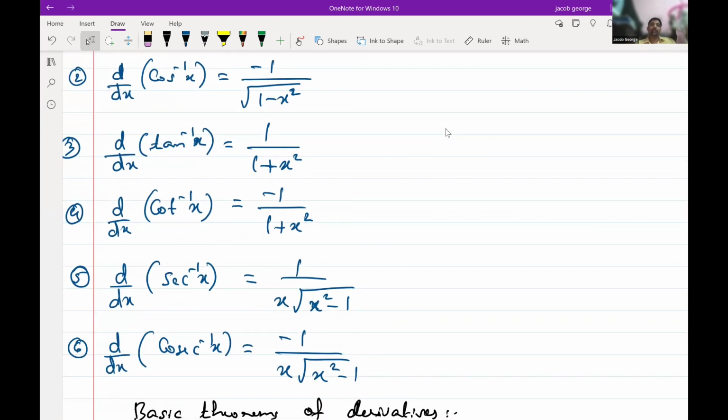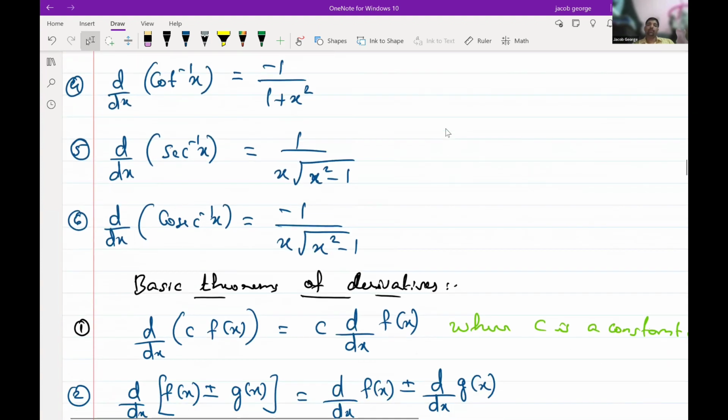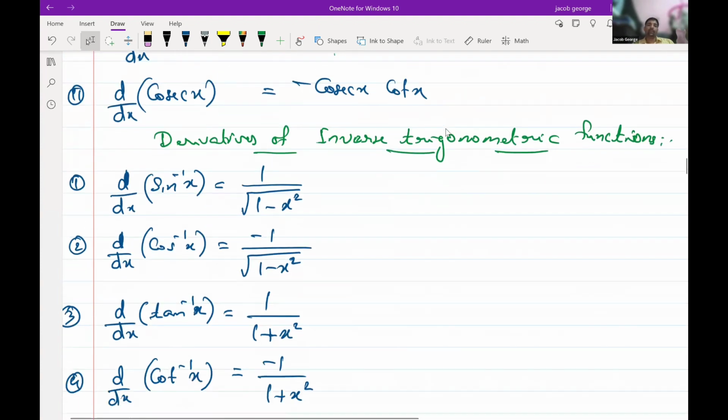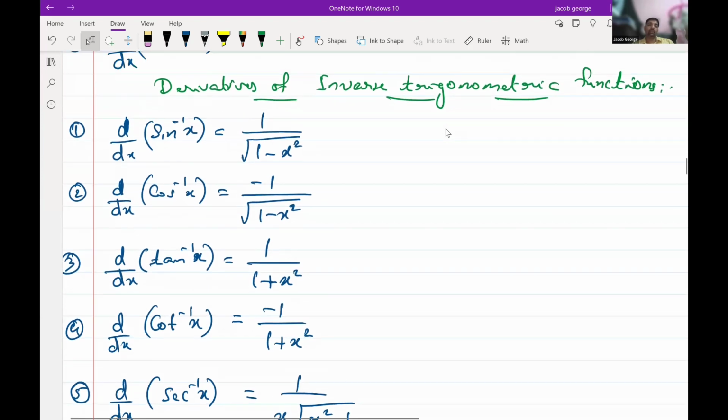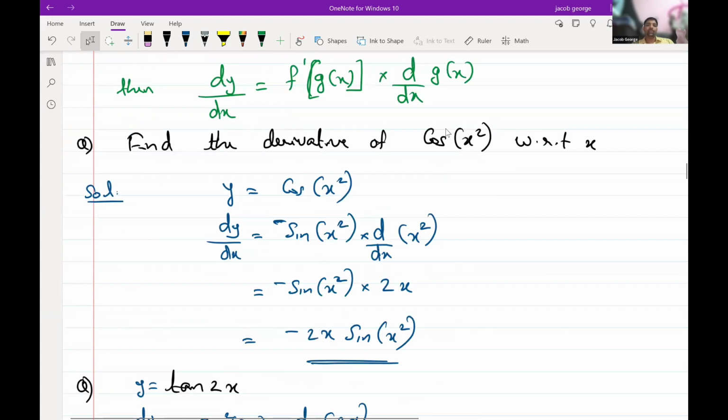Sec inverse x is 1 by x into root of x square minus 1, and cosec inverse x is minus 1 by x into root of x square minus 1. So these are the basic theorems, the standard results of derivatives. Then quotient rule, chain rule.